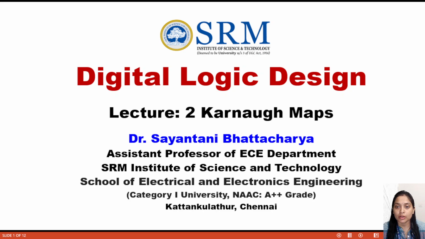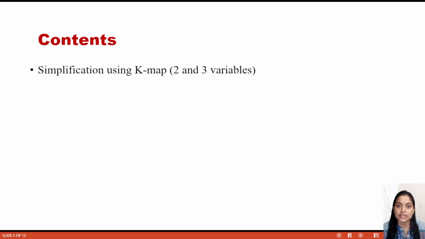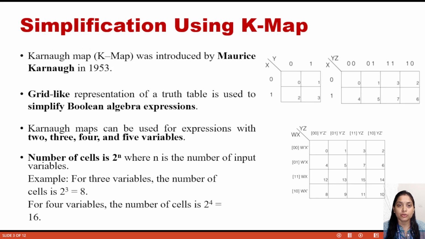Today, I am giving the second lecture on the Karnaugh map, where I will cover simplification using the K-map for 2 and 3 variables. So, starting with what is the Karnaugh map? The Karnaugh map was first introduced by Maurice Karnaugh in 1953. It is a grid-like representation of a truth table which is used to simplify Boolean algebra expressions.